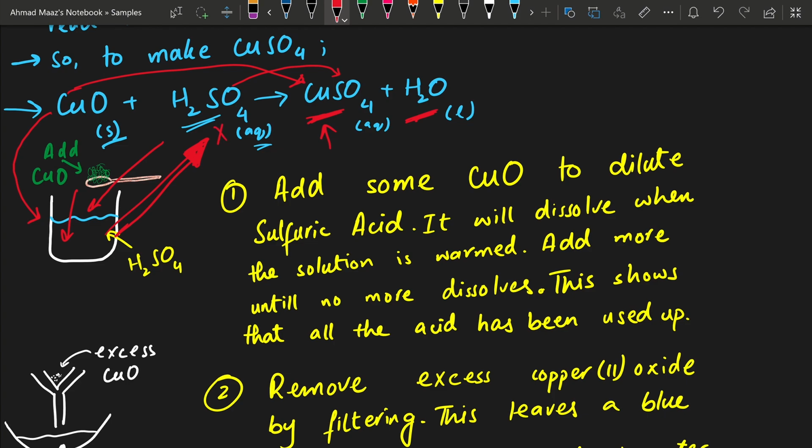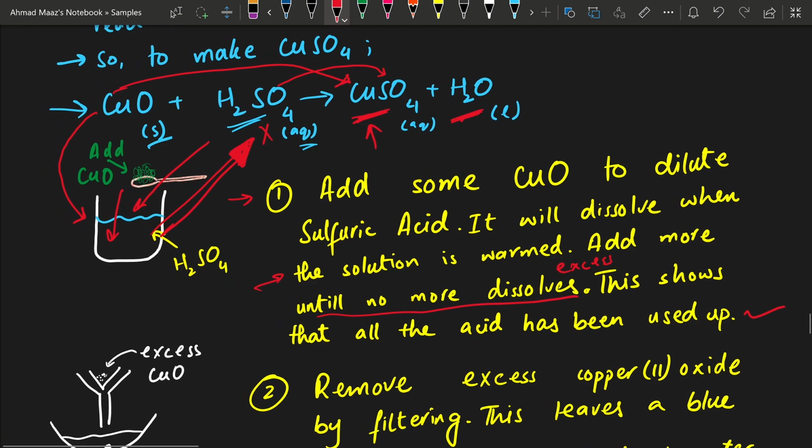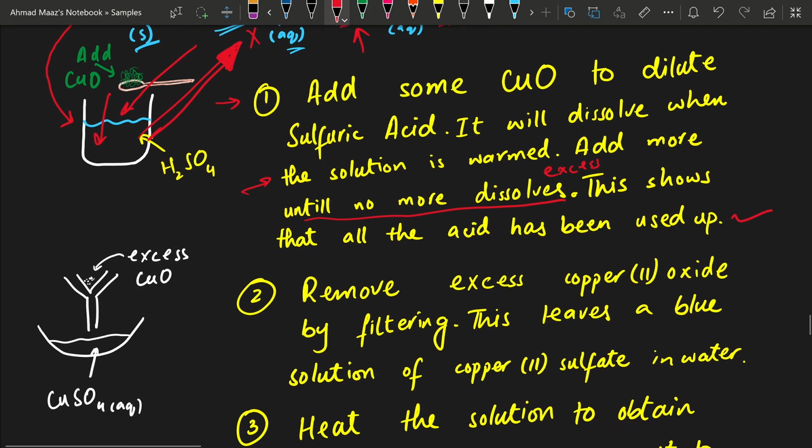Alright, so step 1 says add some copper oxide to dilute sulfuric acid. It will dissolve when the solution is warmed. Add more until no more dissolves, which means add in excess. This shows that all the acid has been used up. When no more copper oxide is being dissolved, it means that all the acid has been used up. And the second step is, because copper oxide was in excess, we'll remove that excess copper oxide by filtering the solution, and we'll obtain the solution of copper sulfate.